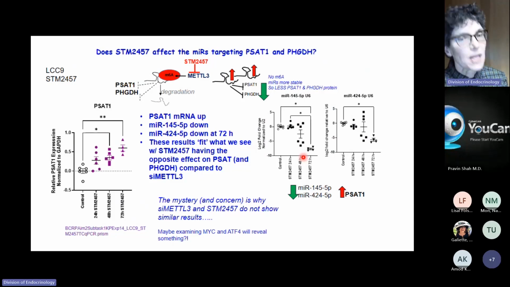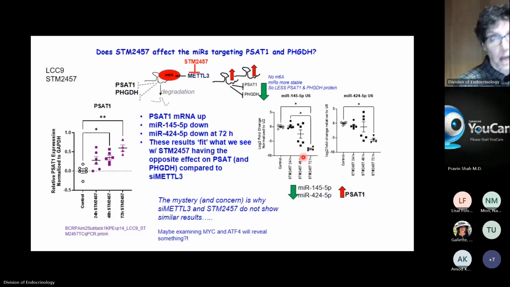So maybe it's something in between these events that I need to look at. So soon we're going to be examining MYC, because MYC regulates these microRNAs as well as PSAT1, PHGDH, and ATF4. So maybe I'll learn something from that. But as of yet, I really don't know.